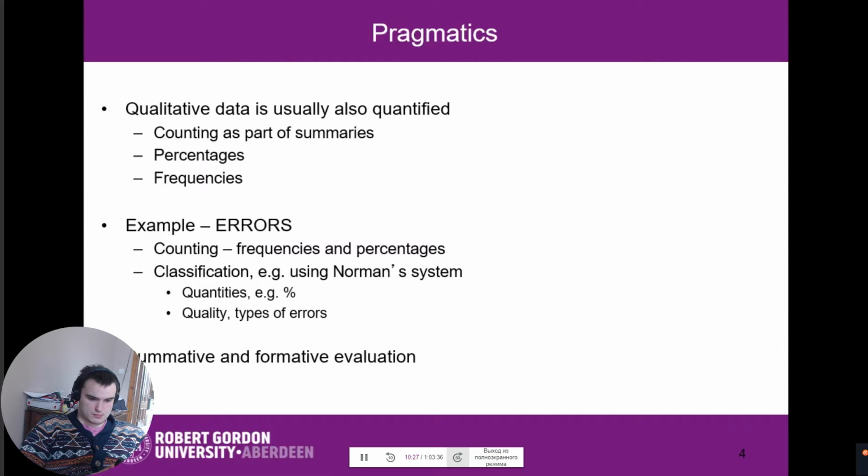In the real world, we have pragmatics, and those pragmatics tell you that qualitative data is usually also quantified. So the most basic kind of measurement is to count, okay? One of these, two of these, three of these, and so on, okay? And counting is very basic and also very, very reliable, because what it gives you is percentages, which are easy to communicate, and it gives you frequency or nature, which is very often qualitative.